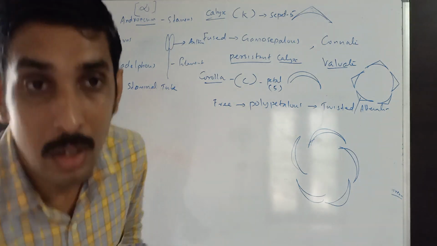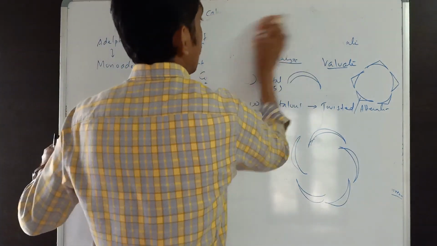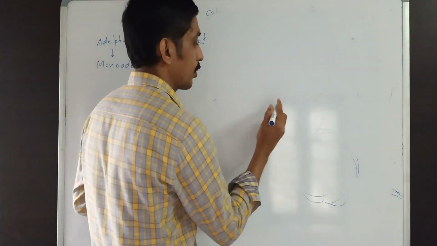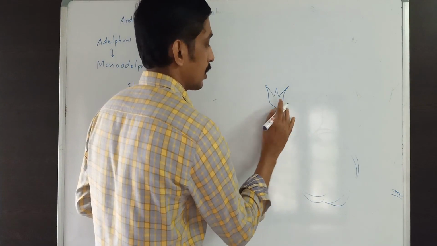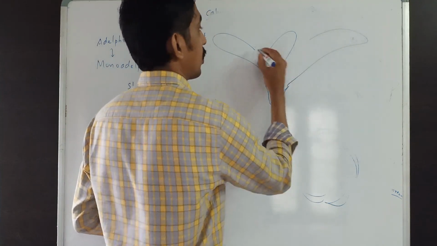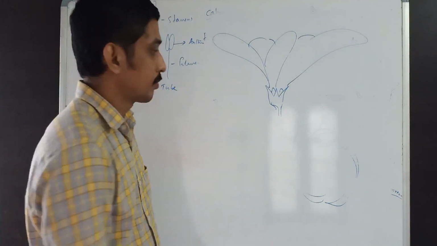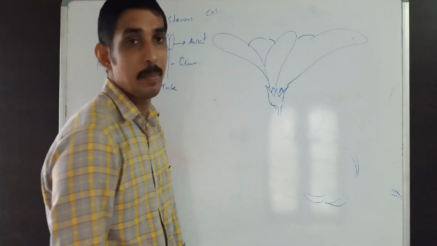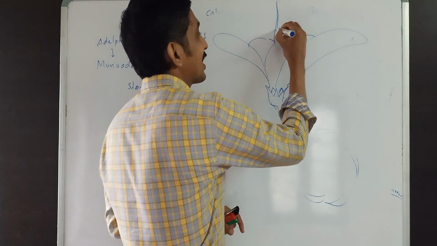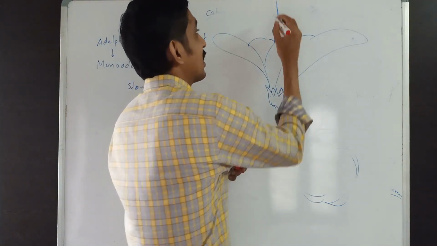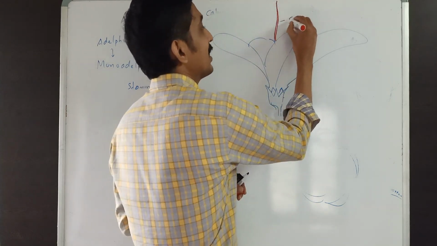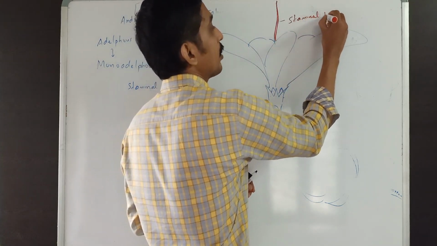I will draw the picture so that you can easily understand the concept clearly. Suppose you draw a rough diagram of hibiscus, you can see this is 1, 2, 3, 4, 5 petals and also 5 sepals. 5 sepals and 5 petals. And after that you can see a long red colored tube. That red colored tube is called staminal tube.